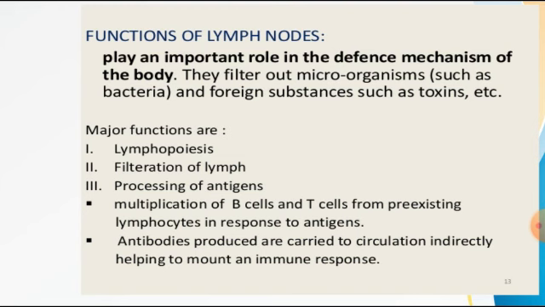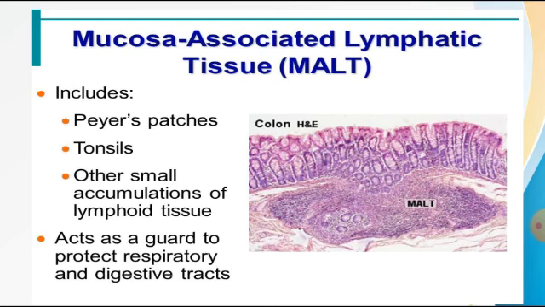And the next secondary lymphoid organ is MALT. The expansion of MALT is mucosa associated lymphatic tissue. Peyer's patches, tonsils, and other accumulations of lymphoid tissues are under the category of MALT, and it acts as a guard to protect the respiratory and digestive tracts.